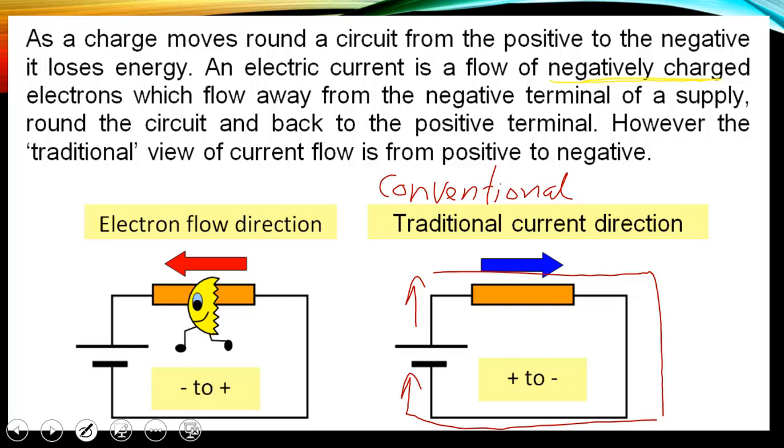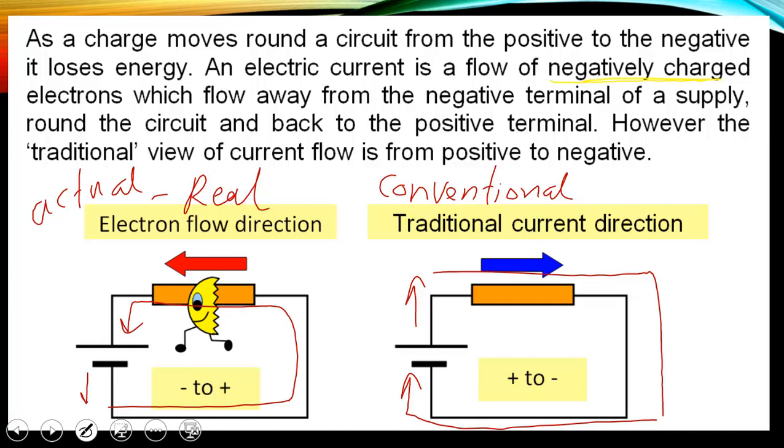The second direction of the electric current we call actual or real. We can say the real direction of electric current. Real direction means the movement of electrons from the negative pole towards the positive pole.